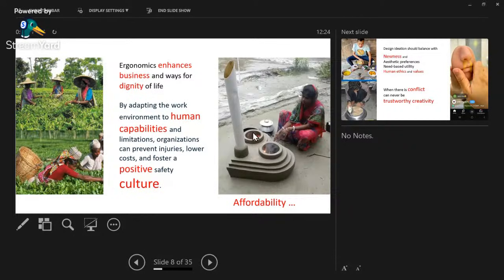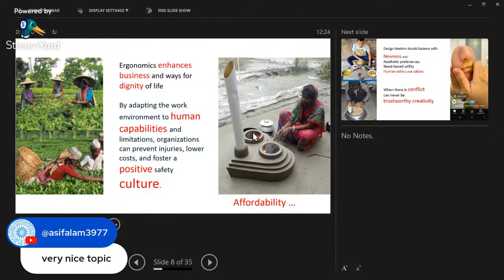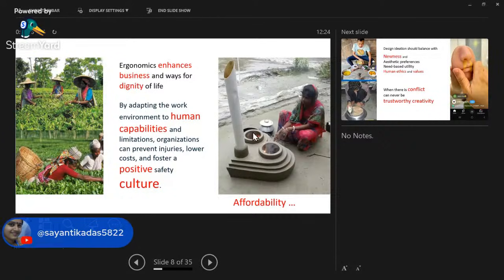Can we say that it is sustainable? Now the question comes whether the modern fuel, LPG, can be used with this, and how that interaction can be there. Those considerations are required. So ergonomics enhances business and the way to dignity of life. By adapting the work environment to human capabilities and limitations, organizations can prevent injuries, lower cost, and foster a positive safety culture.